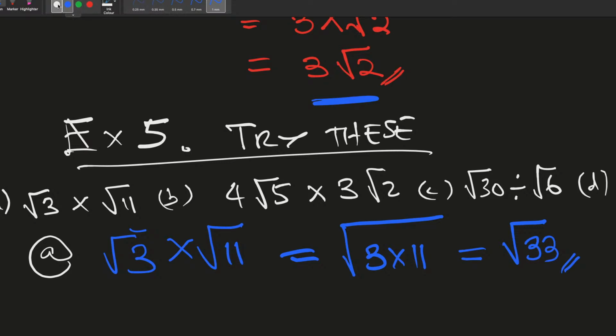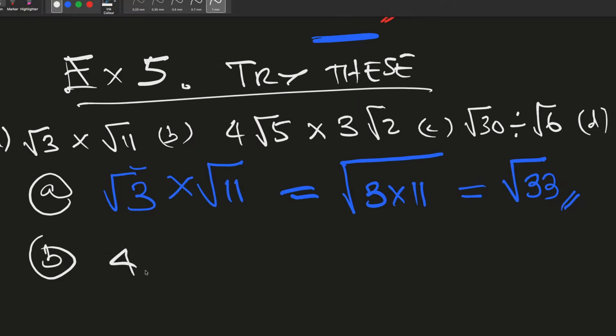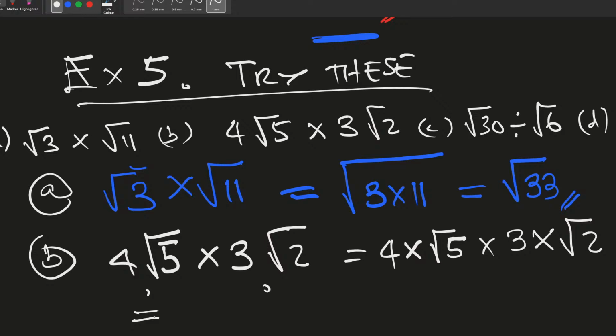Okay, let's look at the B part as well. The B says that we have 4√5 times 3√2. As we saw earlier, anytime we see 4√5, it means 4 is multiplying √5. And also the 3 is multiplying √2. So we saw earlier that the best way to approach this one is to group the like terms. My like terms over here are 4 and 3. Then if I look at it again, I know root 5 and root 2 are like terms. They belong to the same family.